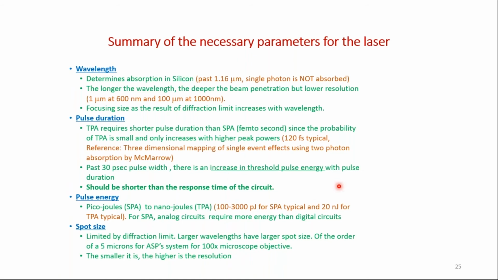So just to summarize, we talked about the wavelengths and single photon absorption below 1.16 and 2-photon absorption above that. Pulse duration, we talked about the 3 regimes and the 30 picosecond. Past that, there's an increase in threshold pulse energy with pulse duration. Pulse energy, we talked about for SPA, you have to use picojoules, and for TPA, you would use nanojoules. Also, analog circuits typically require more energetic pulses than digital circuits. So typically for a digital circuit, you use picojoules, but for an op-amp, an analog circuit, you need nanojoules.